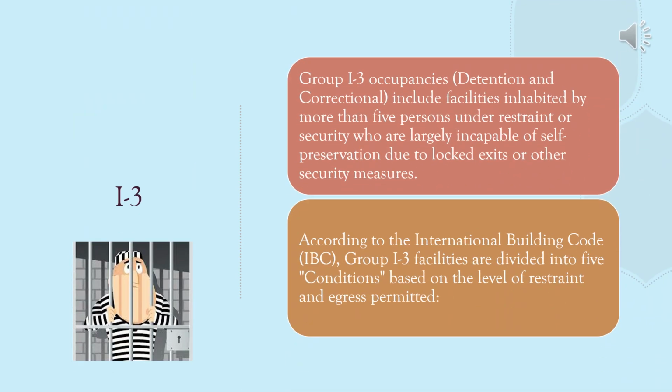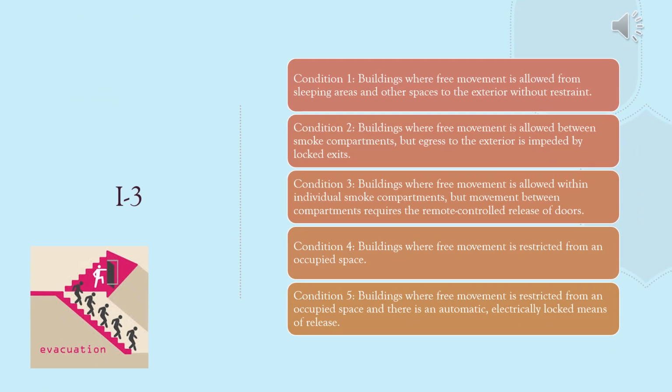I3 occupancies are detention and correctional type facilities. And I3 occupancies have specific conditional uses that also have to be factored in. Conditions 1 through 5 are listed.